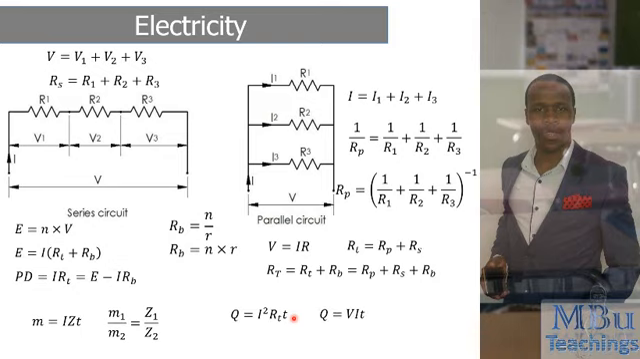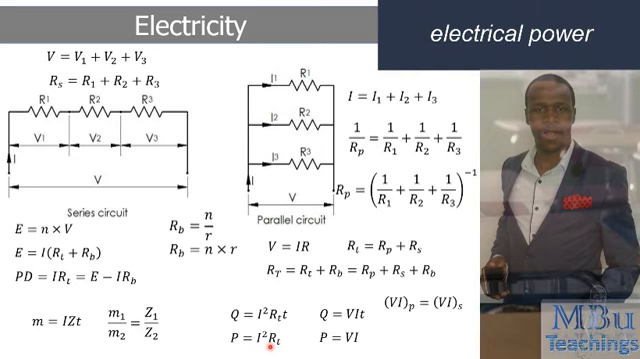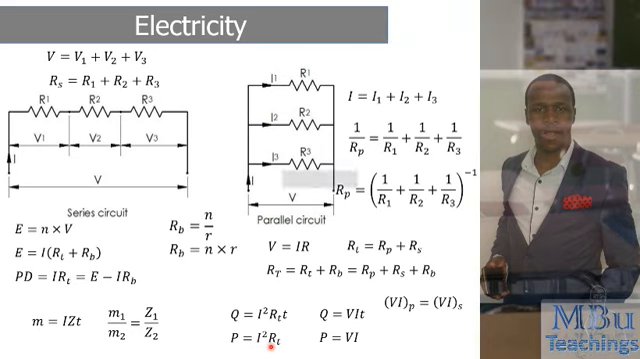So we have V, which is the voltage reading. I, T, and Q, you already know them. Then we move to power. For power, we have again I, which you know, and R, which you know.